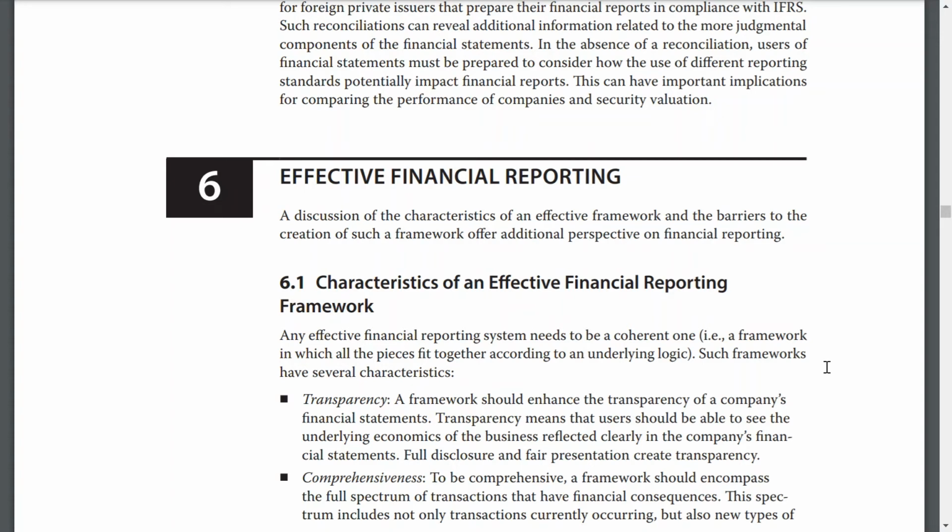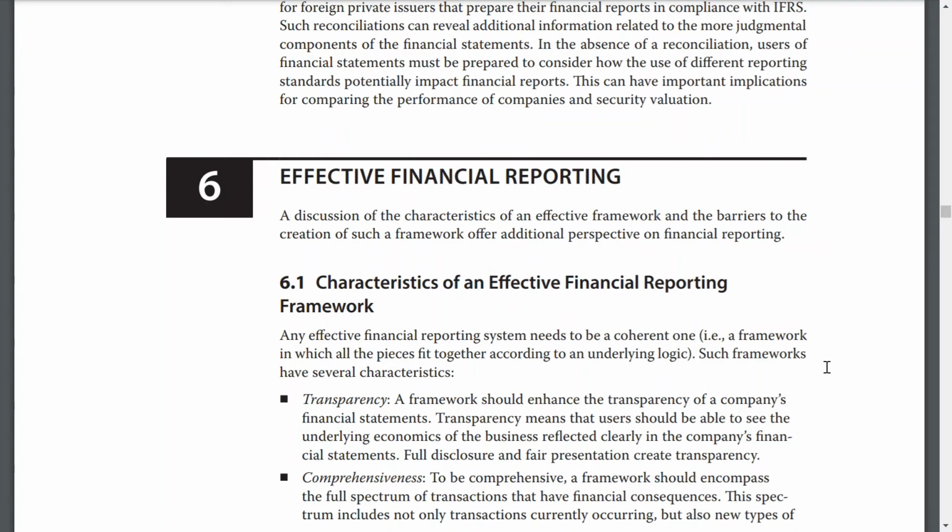Okay, effective financial reporting. Discussion of the characteristics of an effective financial reporting framework. Ooh, that's strong. Why is the coconut water so strong today? Yeah. An effective framework and the barriers to the creation of such a framework offer additional perspective on financial reporting.